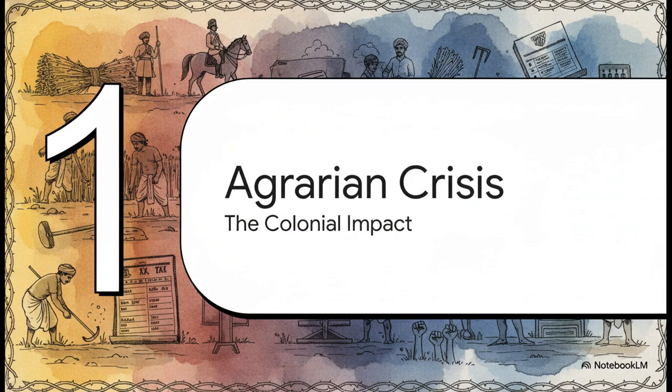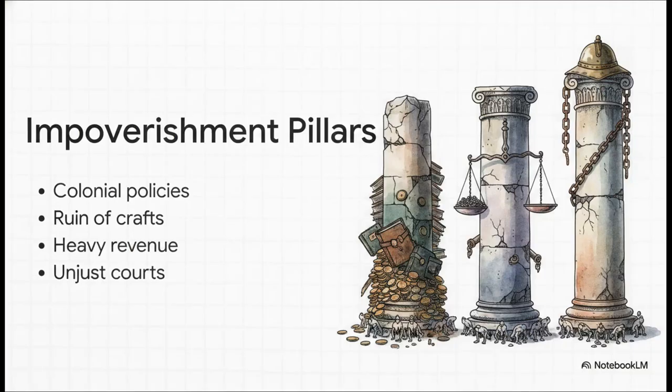Section 1. The Colonial Agrarian Crisis. Now, to really grasp the sheer scale of this resistance, we've got to first establish the crushing weight and the high stakes of the system these peasants were actually living under. The impoverishment of the Indian peasantry wasn't just bad luck. It was the direct result of a drastically altered agrarian structure built on four main pillars.